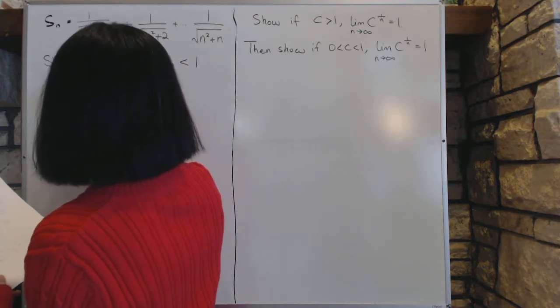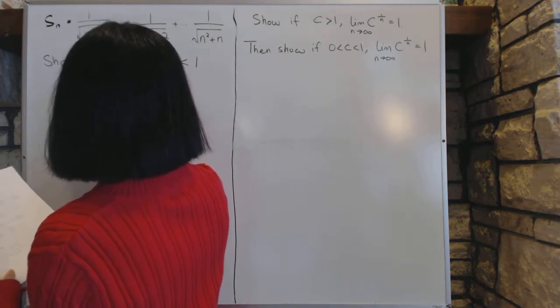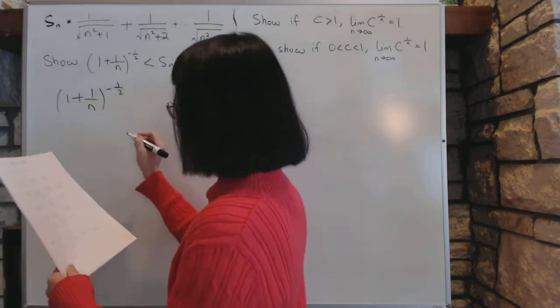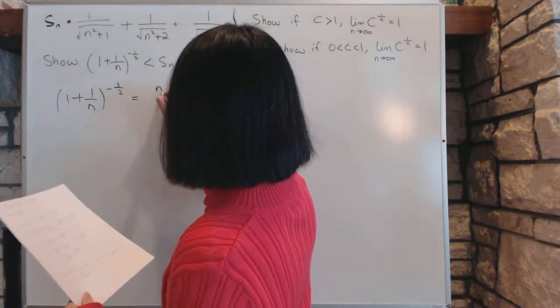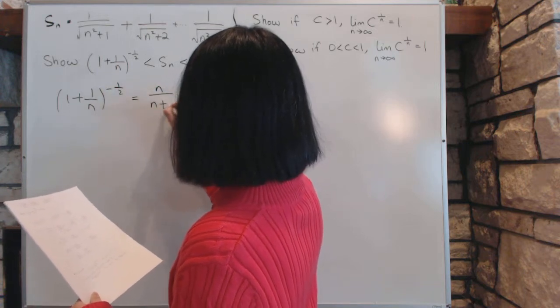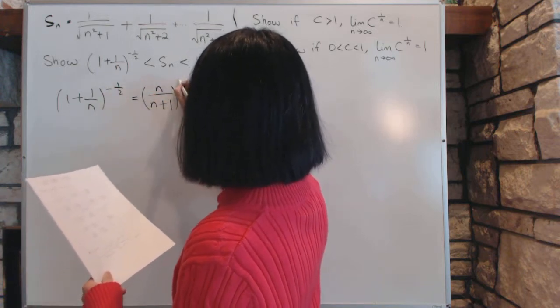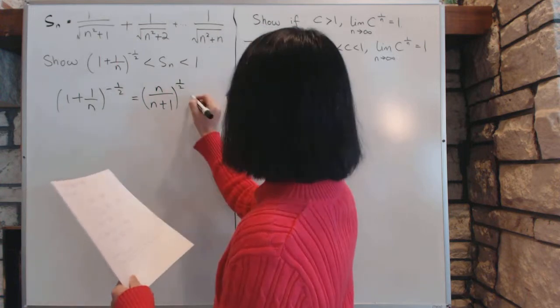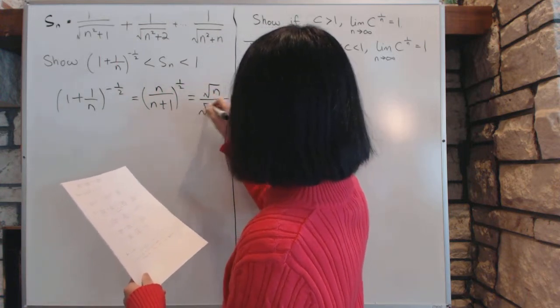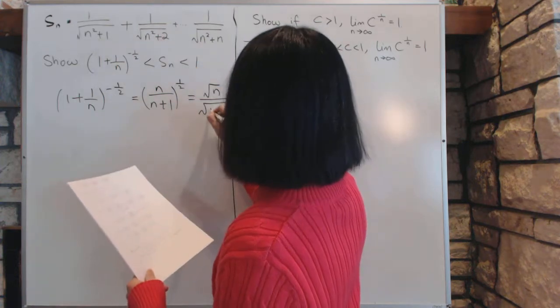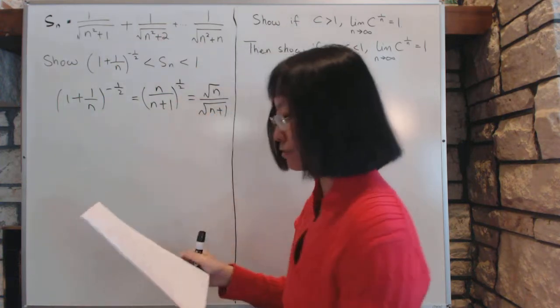We have 1 plus 1 over n to the power negative 1/2, okay? Which is, of course, equal to, we'll flip this around, n over n plus 1 to the power positive 1/2, which is written another way like this. And we write it this way so that it looks like that, n plus 1. All right, so far so good.